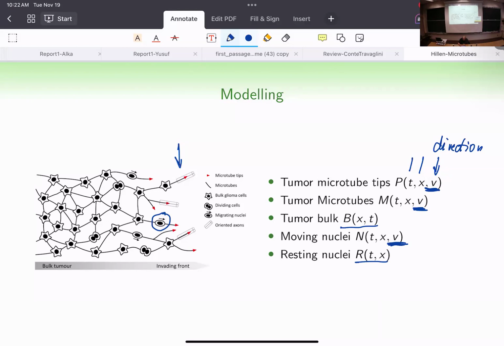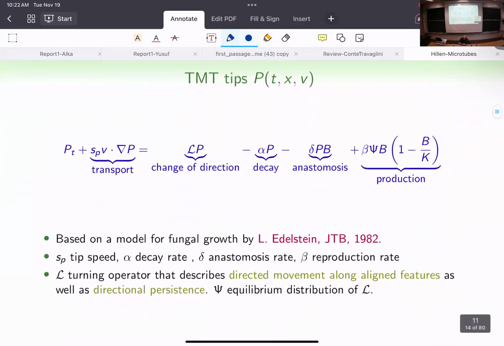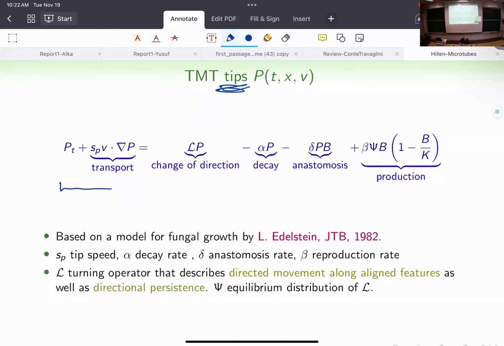And then for the tips and for the moving nuclei, we use a transport equation framework. And I show you the first equation here. At the start, it looks a bit scary, but I will carefully introduce these terms. So this is for the tips. This describes transport of the tips in direction V. V is the direction, and SP is the speed, how quickly they grow. If the right-hand side would be 0, then this is just uniform movement in direction V. But they change direction, and this is the term described by an integral operator L. I will show you a little bit about the integral operator in a second. But let's first talk about the other terms.